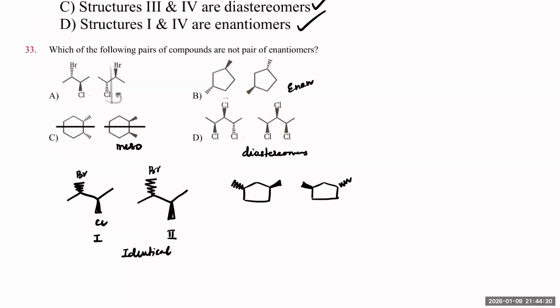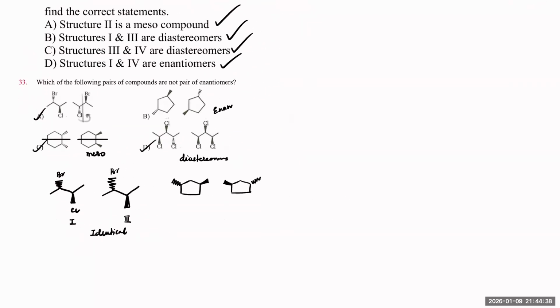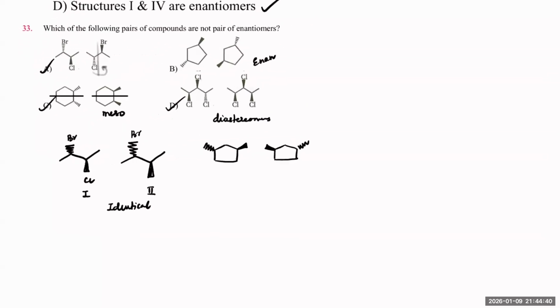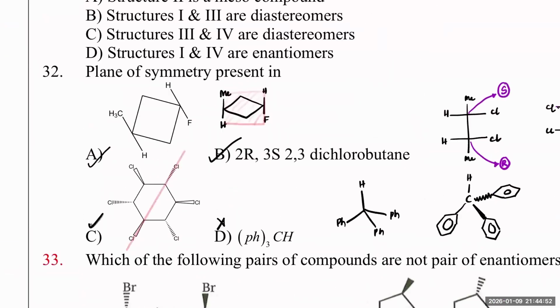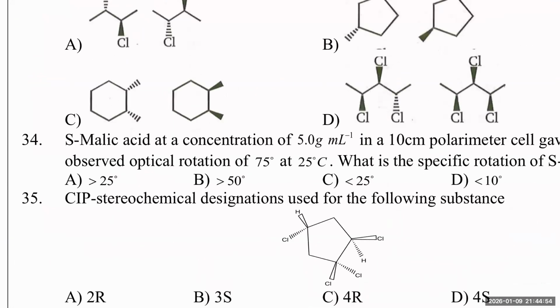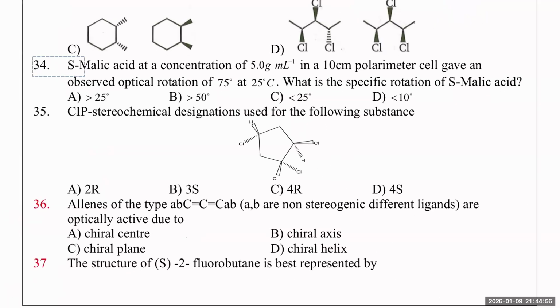So which of the following pairs are not enantiomers? That was the question. So which one is that? A, C, and D. I hope all of you understood how to judge these cases. Next, check out 34.